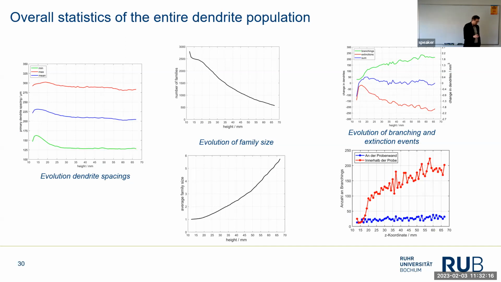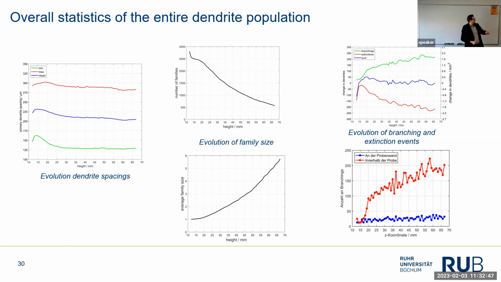We can not only extract specific constellations from this database. We can also, of course, do overall statistics of the entire dendrite population. For example, we can investigate the evolution of dendrite spacings by using a Voronoi decomposition. So for each dendrite, we identify the neighbors, we measure them, we calculate the average distances, the smallest spacing, the largest, whatever. We can get information about the evolution of family size, and what's also interesting, the evolution of branching and extinction events.